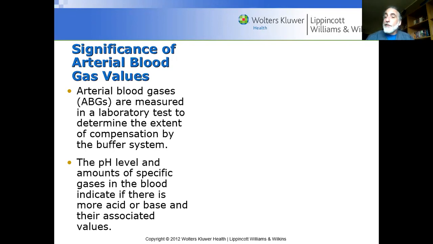pH, specific gases, namely CO2 and O2, right? Bicarbonate. These are all things that are measured in the ABG.